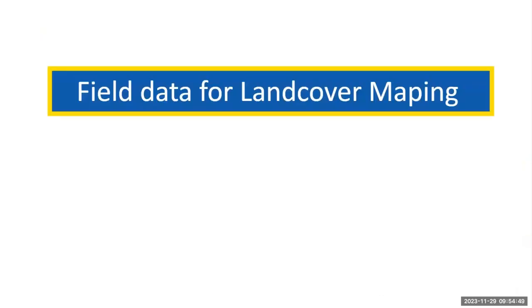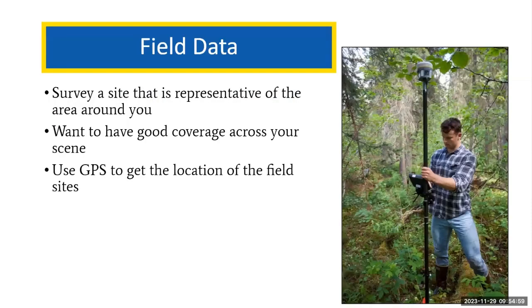For that, we actually use field data. And again, this is in the context of natural resource applications, so we need field data or ground data. We go out on the ground and see things, and then we record the location using a GPS. And we also want to use locations that are representative of the things around them.